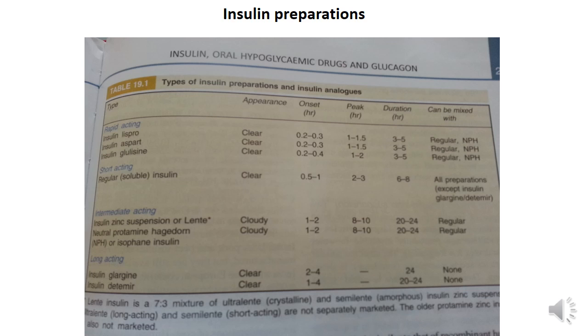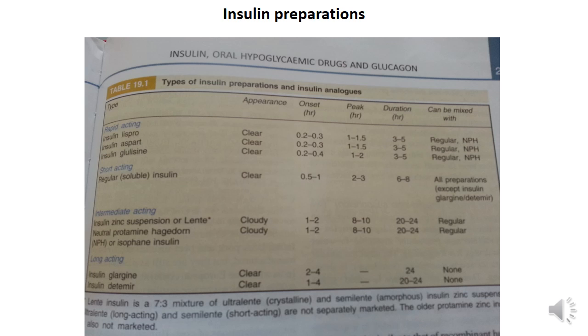So this is a picture from our textbook KD Tripathi. You can see there the rapidly acting insulin preparations, the onset of action is 0.2 to 0.3 hours. That means 12 to 24 minutes. Short acting insulin, regular insulin, has an onset of action 30 to 60 minutes, 0.5 to 1 hour. Intermediate acting preparations, lente and isophane insulin, the onset of action is 1 to 2 hours. Long acting preparations, glargine and detemir, the onset is 2 to 4 hours.